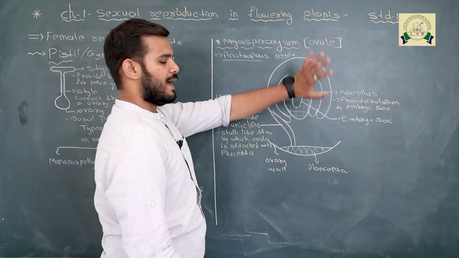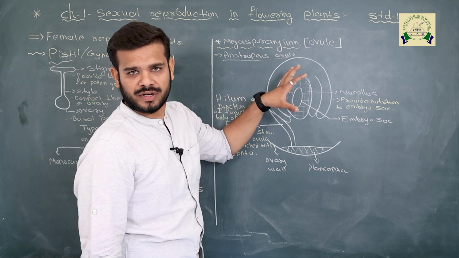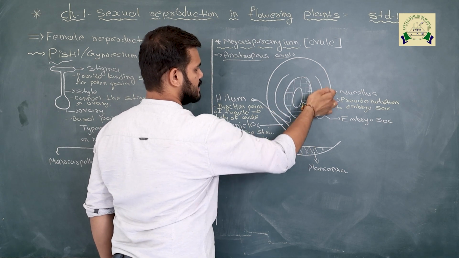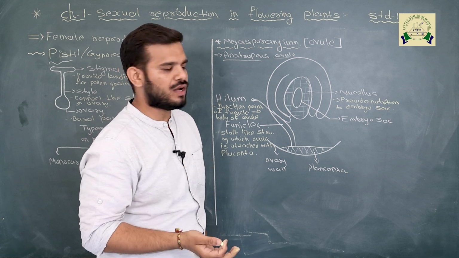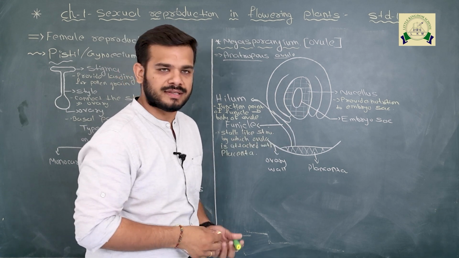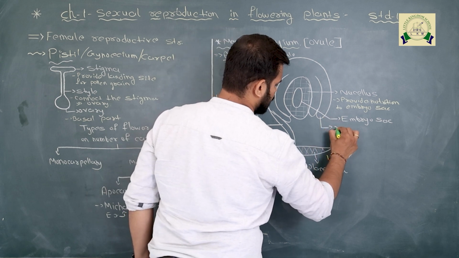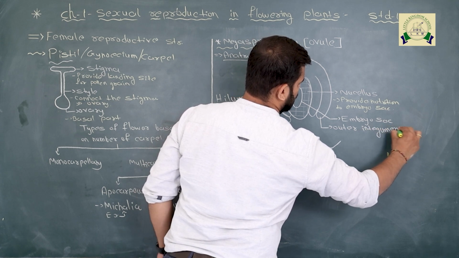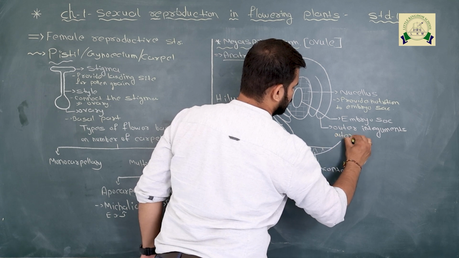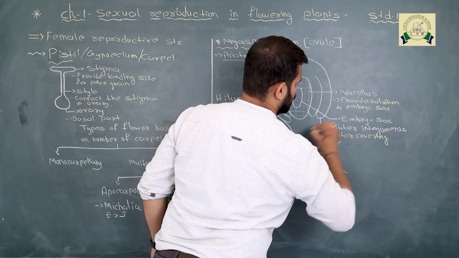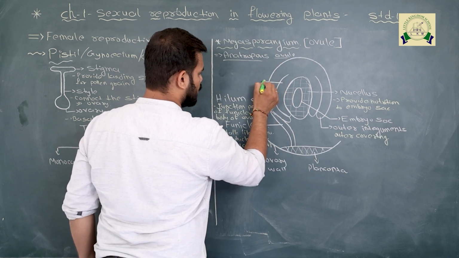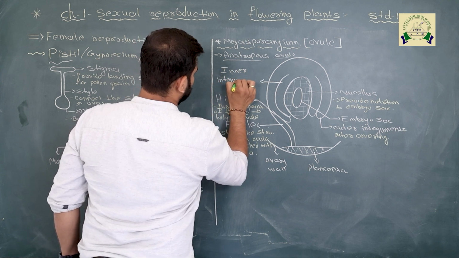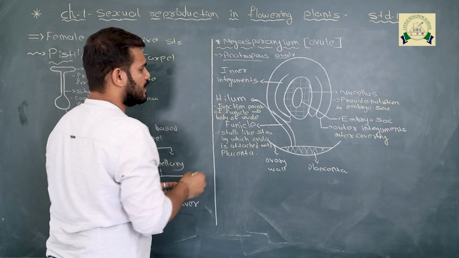As we know, the embryo sac is the most important structure, so it is protected by a two-layered wall. This one is the first wall and the second wall, and this covering of the ovule is called integuments. So there is the outer integument, which is the outer covering, and the inner integument, which is the inner covering.